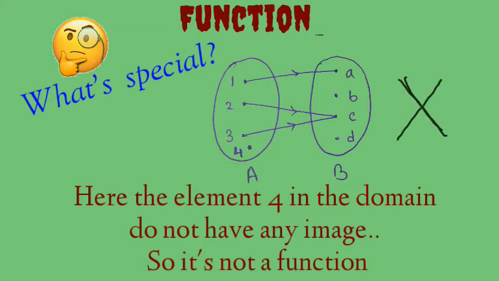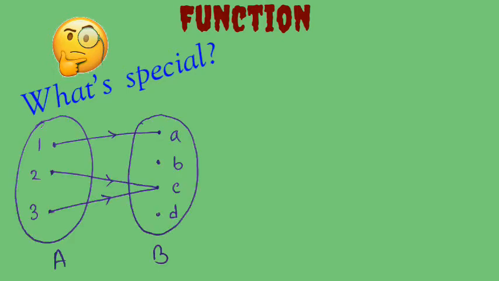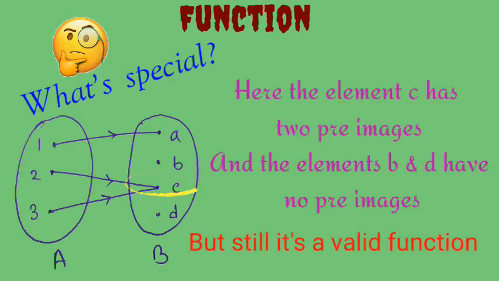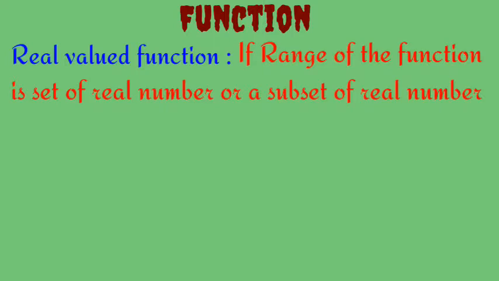in the codomain. Though these restrictions are not applicable for the elements in the codomain, that is, the elements in the codomain may have more than one preimage or may not have any preimages. So you have understood what is a function, and you have seen that there is a domain and range in a function. So if I replace the range of a function by the set of real numbers or a subset of the real numbers, then it is called a real valued function.